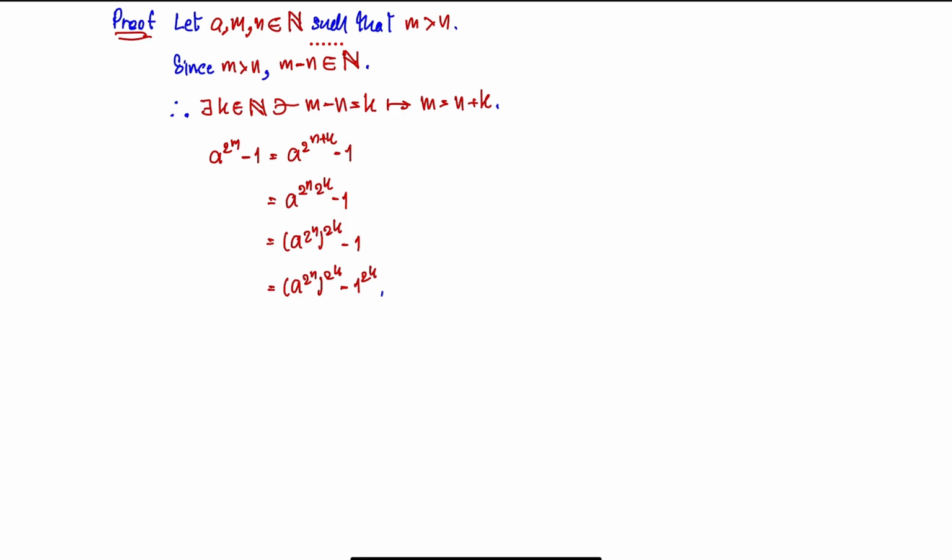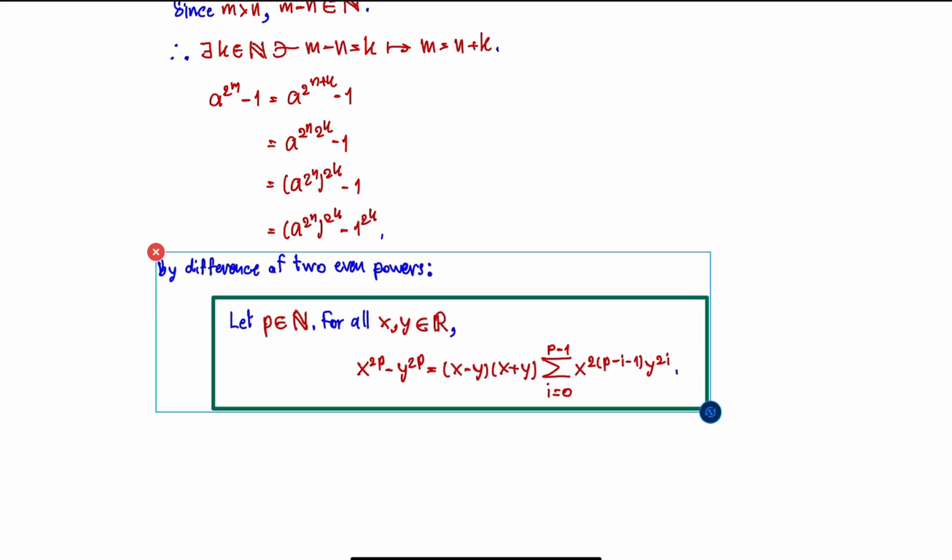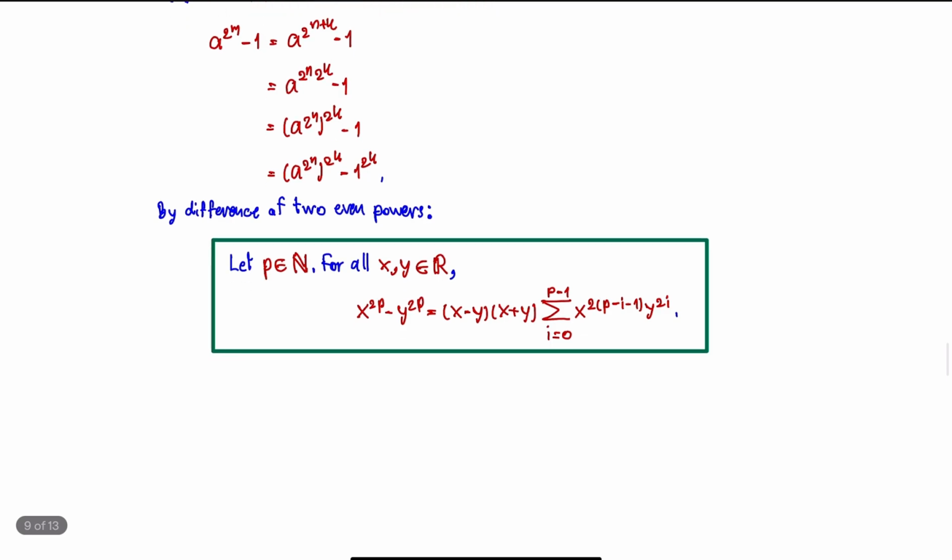And then what are we going to do? Right now we have this number raised to the power of 2 to the k, and 1 raised to the power of 2 to the k, and 2 to the k is an even number. So we are going to use the difference of two even powers. So we let p be a positive integer.